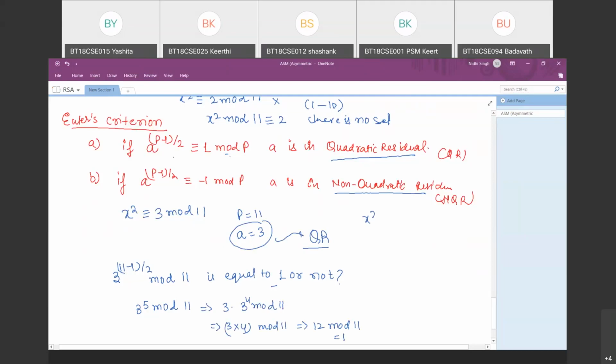Now check the second equation, x square congruent to 2 mod 11. So the a value is 2 and the p value is 11. What is the equation? a to the power (p minus 1) divided by 2 mod p is equal to 1 or not. So 2 to the power 5 mod 11 is 32 mod 11, and the answer is 10, I think. It is not equal to 1. So that's why 2 belongs to the non-quadratic set of residues.